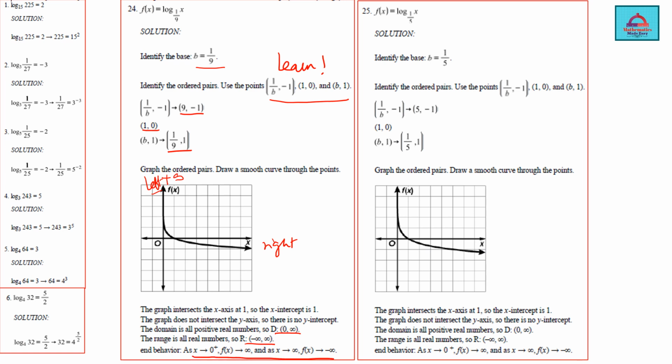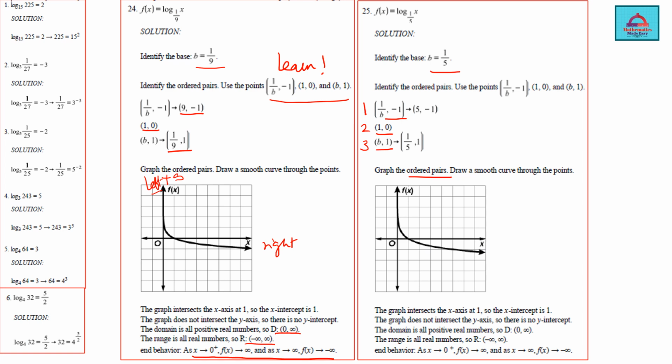Let's come to this graph. Again, you have to identify the base. Here the base is 1/5. I'm sure you have learned the 3 points that we are taking: (1/b, -1), (1, 0) and (b, 1). Graph these 3 ordered pairs and draw the smooth curve through the points. So you will join the 3 dots and this is how the graph is going to look.